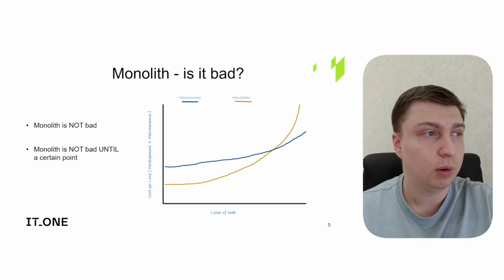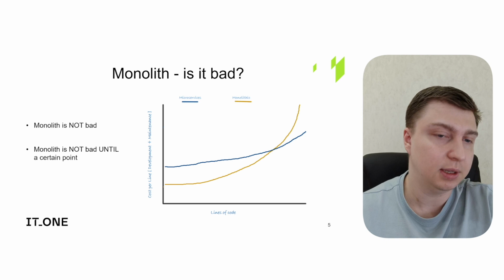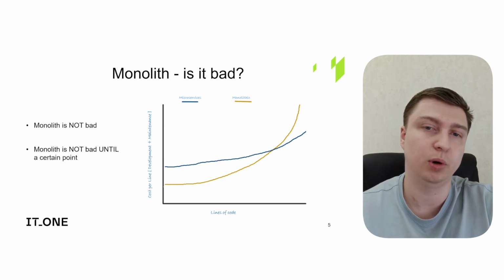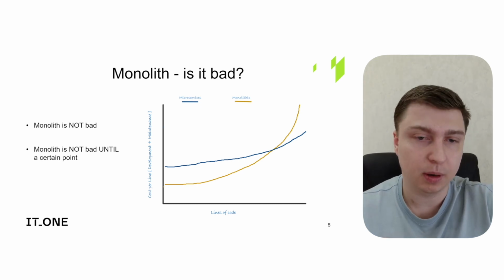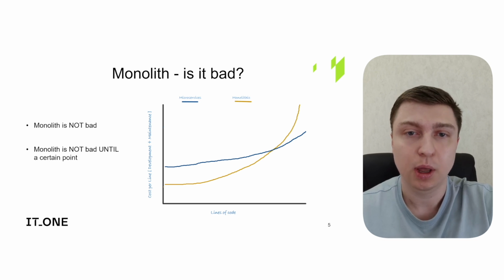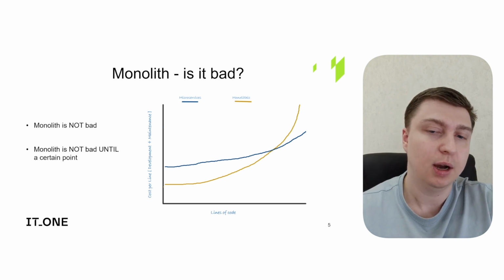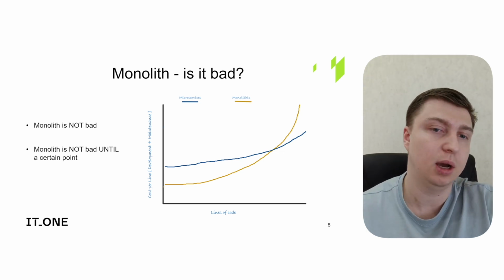And we can draw two main conclusions looking at this chart. First one is that the monolith is not bad, because when the project is not too large, monolithic is a really good decision. And the second point, monolith is not bad until a certain point. And another main question: how to recognize this point when the cost per line in microservices will be less than in monolithic.